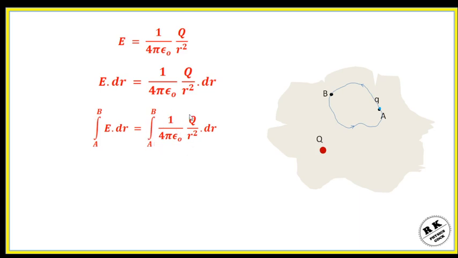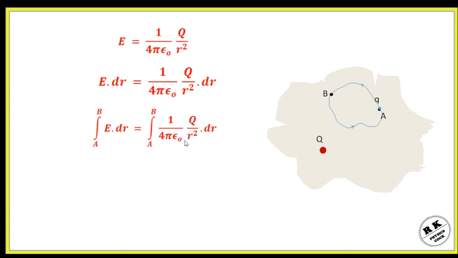Now if we observe carefully the right-hand side of this equation, the Q and 4 pi epsilon naught are constants. The only variable in this case is r.